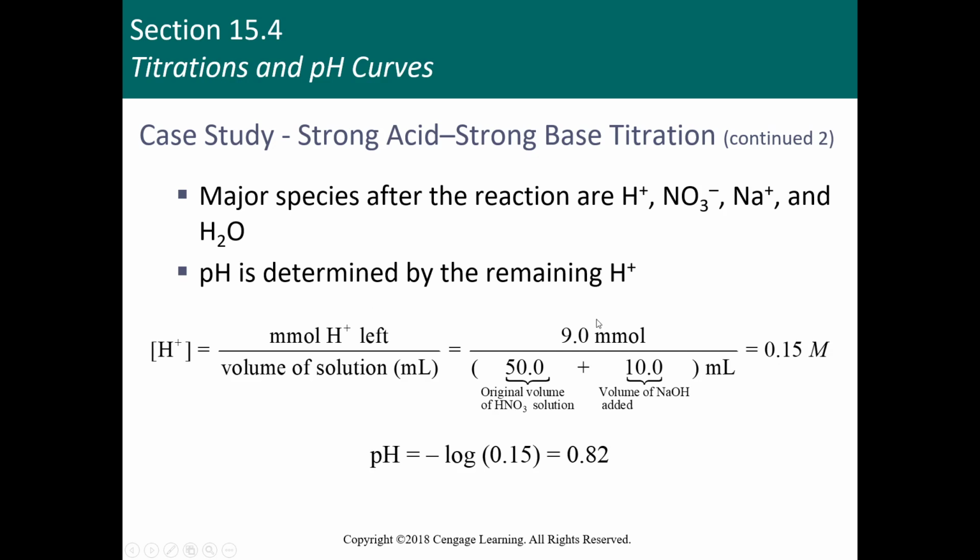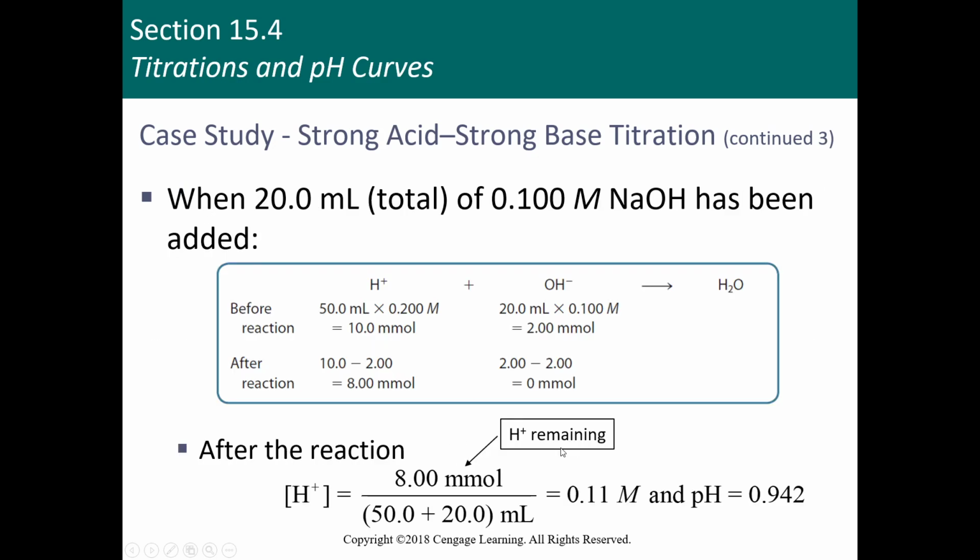Okay, so we have 9 millimole of H plus remaining, but we have changed the volume. Remember, we started with 50 milliliters of solution. We have now added 10 milliliters of that NaOH solution. So that means our total volume now is actually 60 milliliters. Our concentration has gone down just from dilution as well. And so we now have 9 millimole divided by 60 milliliters, which is 0.15 molarity H plus. Now, to get the pH, we take the negative log of that, and that will give us 0.82 for our pH. So what happens when we add 20 milliliters now?